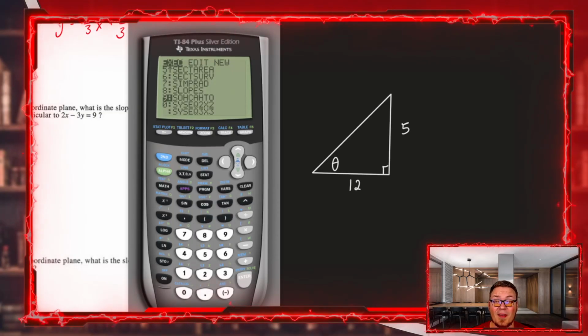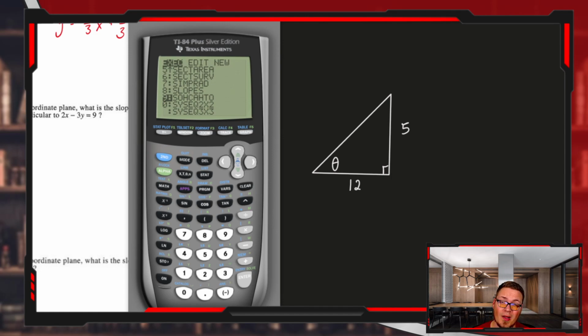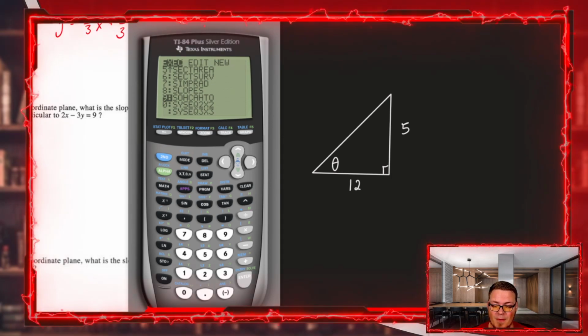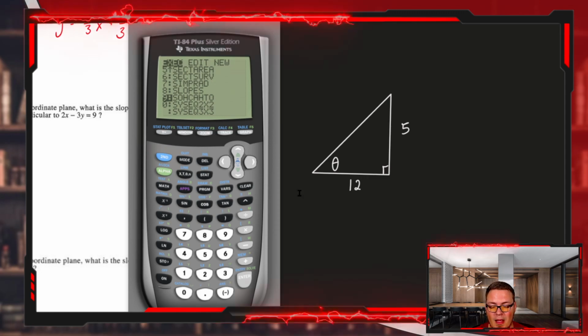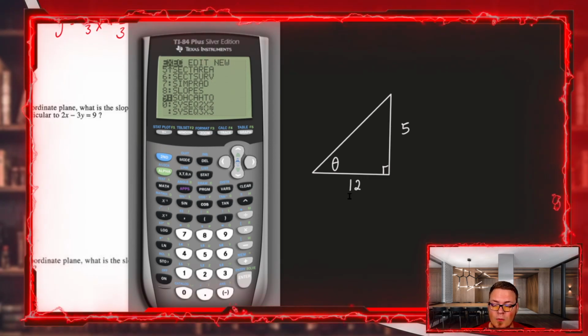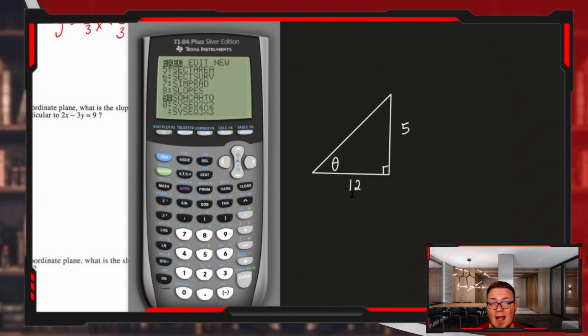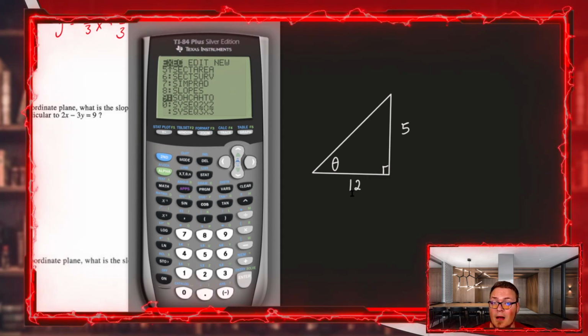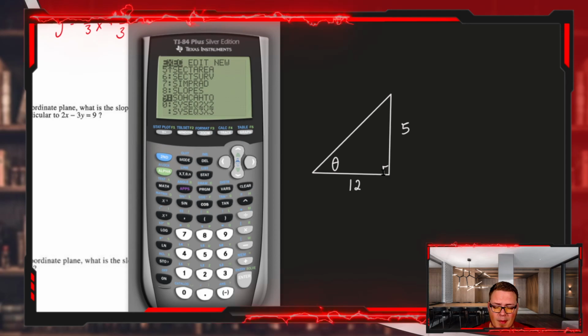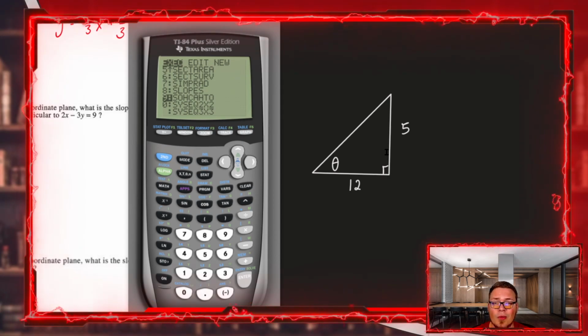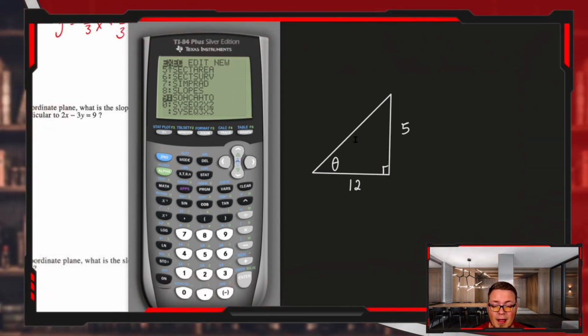Alright, guys, moving on to the next program. This is a pretty cool one. This is our Sohcahto program. This program is going to be used anytime you have a right triangle. You don't know the angle, but they want you to find the sine, the cosine, or the tangent of some angle. So this will be an example of a problem that we might have, and they might want us to find, I don't know, cotangent or secant of the angle theta.